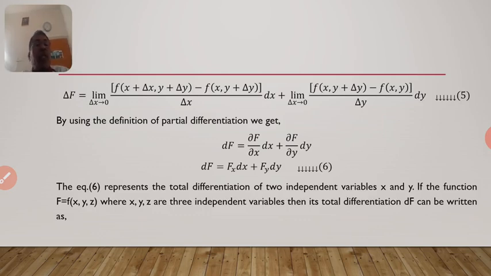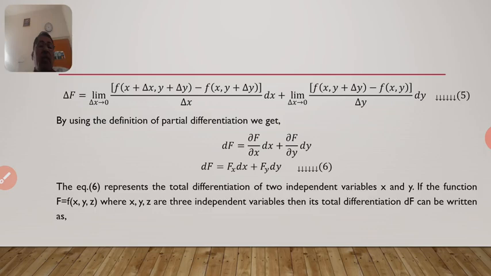By using the definition of partial differentiation, we get df is equal to dou f by dou x into dx plus dou f by dou y into dy. That is, df is equal to f_x dx plus f_y dy. This is equation number 6. Equation 6 represents the total differentiation of two independent variables x and y.